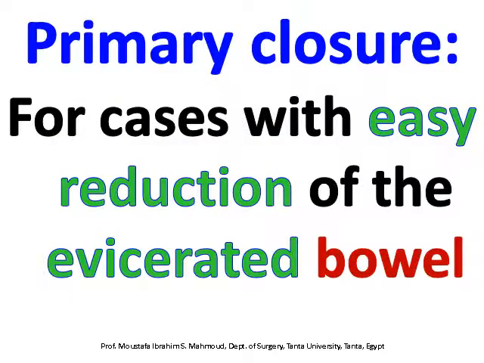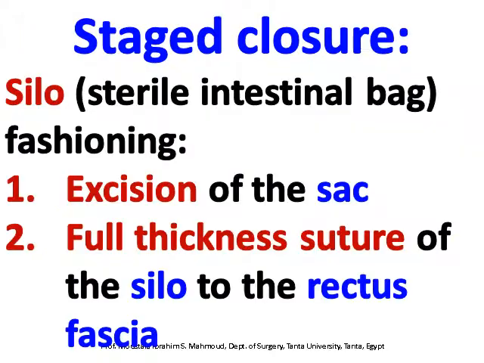Treatment. Primary closure for cases with easy reduction of the eviscerated bowel. Staged procedure, SILO. The SILO is a sterile intestinal bag, fashioning, excision of the sac, full thickness suture of the SILO to the rectus fascia.